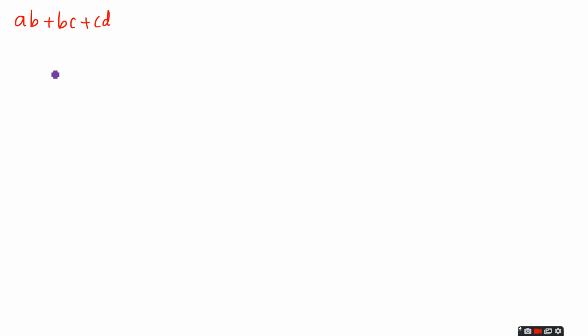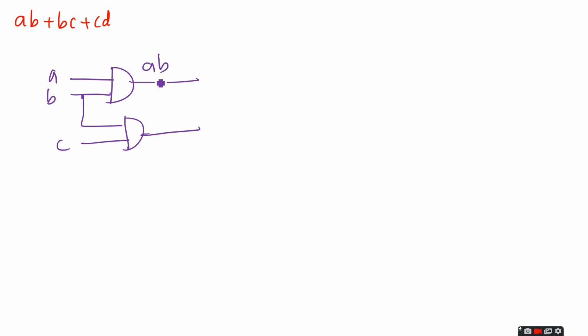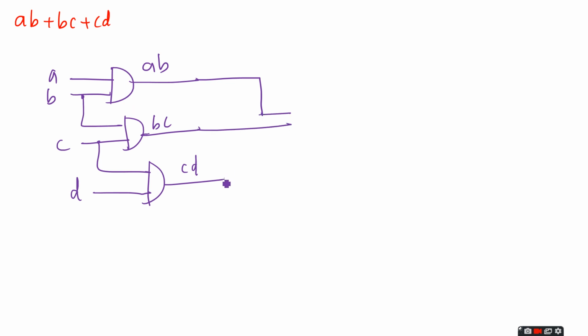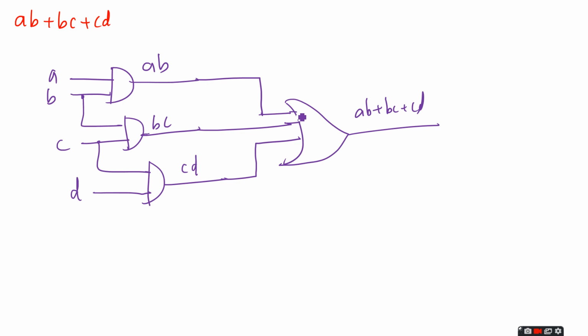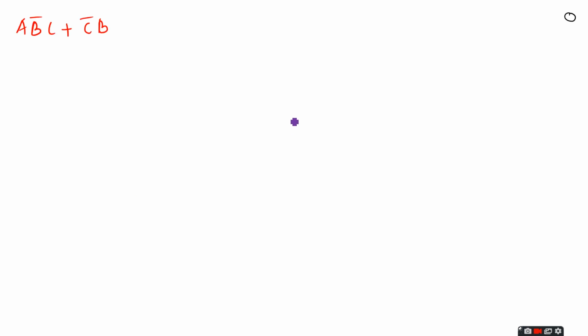Next, AB plus BC plus CD. We'll take A, B, pass it through AND gate, then B, C, pass it through AND gate. So from here we will get AB, here we will get BC, now C, then D, pass it through AND gate, we will get CD. After that, we have to pass all these three through OR gate. Then the result will be AB plus BC plus CD. This will be the result.